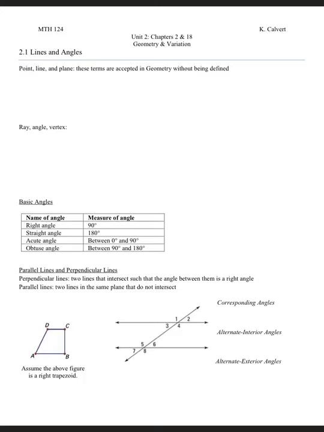Hello, in 2.1 we're talking about lines and angles. So the first three words we're going to talk about are a point, line, and a plane. These terms are accepted in geometry without being defined. We just need to be able to recognize them and know what they are.